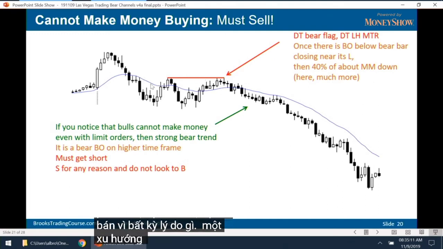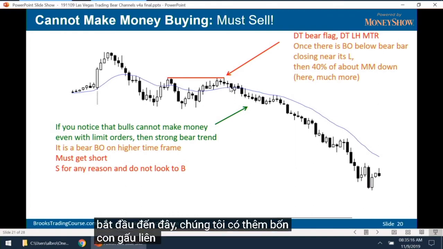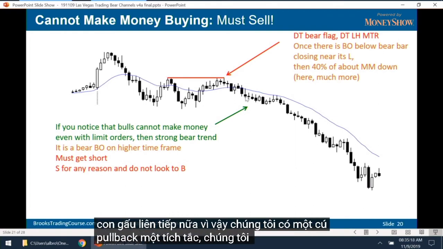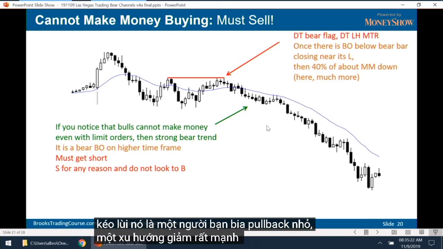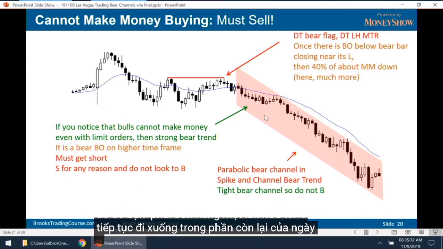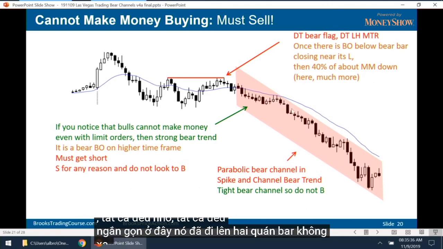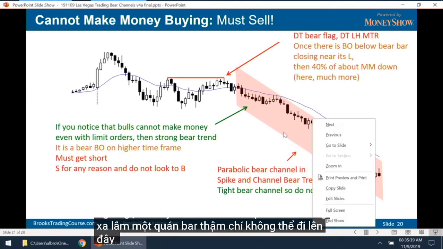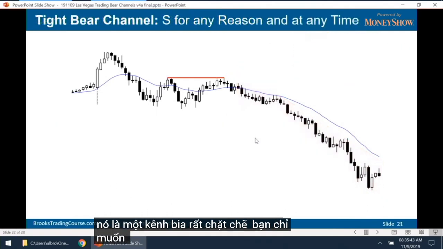It's not a strong bear trend in here, but now we're starting to get, here we got 4 consecutive bear bars. We have a 1-tick pullback. We have 6 bear bars, no pullbacks. It's a small pullback bear trend, a very strong bear trend, and therefore you've got to be selling. Again, it continued down for the rest of the day. The pullbacks are all small. They're all brief. Here, it went up for 2 bars, not very far. 1 bar. Couldn't even go up here, right? Small pullback bear trend. It's a very tight bear channel. You only want to be selling.